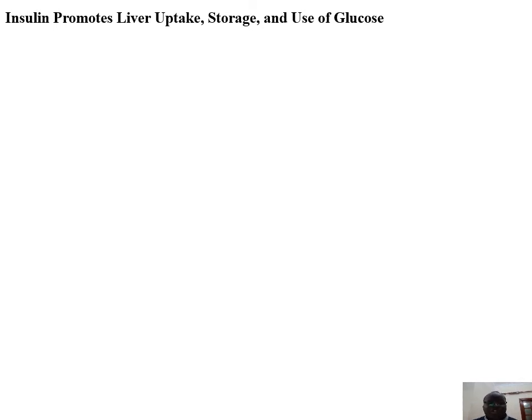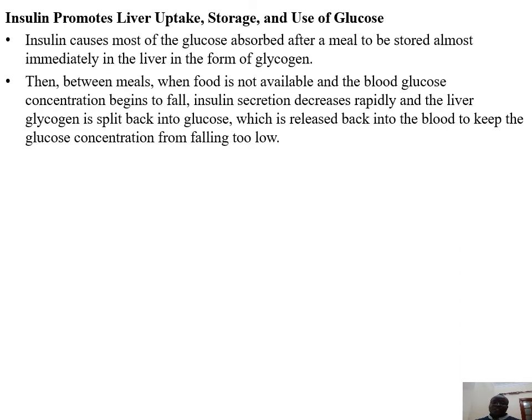Insulin promotes liver uptake, storage, and use of glucose. So the insulin itself is going to promote liver uptake of glucose, storage of glucose in the form of glycogen in the liver, and also use of glucose, which can be converted into amino acids and fats to some extent. Insulin causes most of the glucose absorbed after a meal to be stored almost immediately in the liver in the form of glycogen, just like in muscle cells.